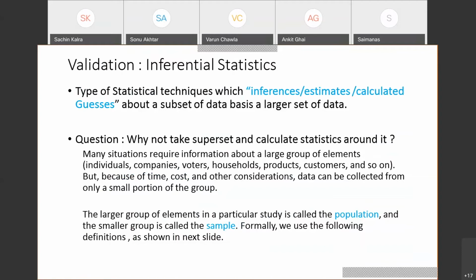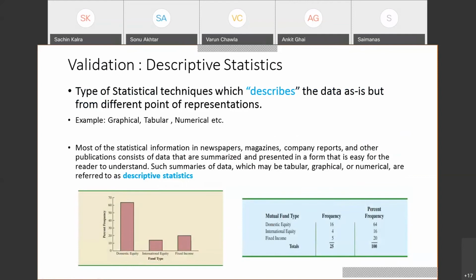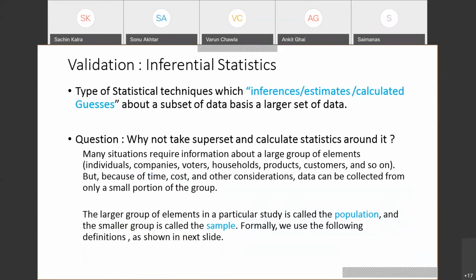Now, the other part of statistics is inferential statistics. It's a type of statistical technique from which we can make inferences about a subset of data, or we can estimate about a subset of data, or we can make calculated guesses about a subset of data. In the data analytics industry, it is also called guess plus estimate, a guesstimate. It's very popular, an entirely different job profile, where you have to guesstimate.